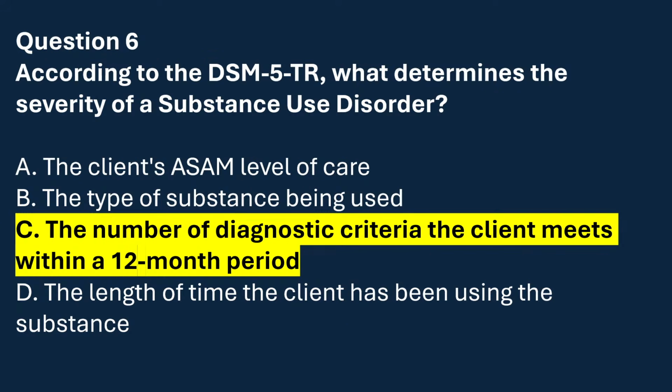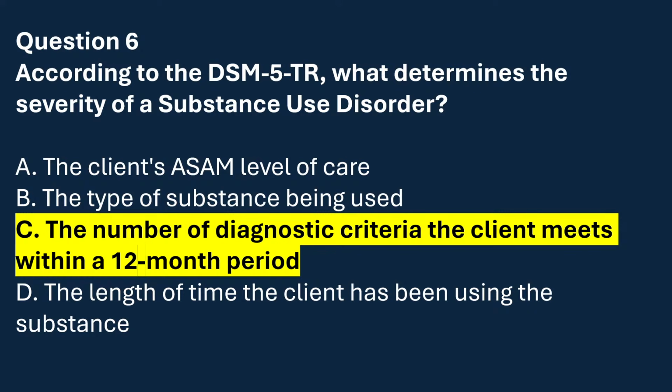The correct answer is C. The number of diagnostic criteria the client meets within a 12-month period. C is correct because the DSM-5 determines the severity of a substance use disorder by the number of diagnostic criteria met within a year, or during a 12-month period. So a mild substance use disorder, the client would meet 2 to 3 symptoms, moderate 4 to 5 symptoms, and severe 6 or more symptoms.